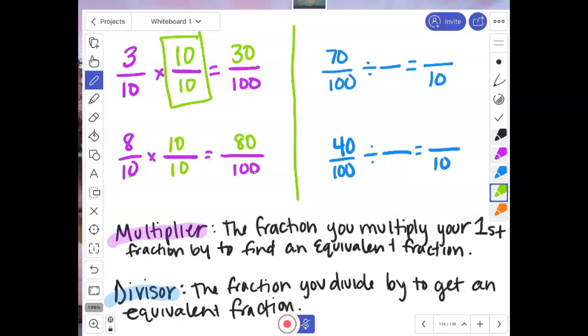We used multiplication to find an equivalent fraction. Now, the next ones we're going to do some division. So instead of having a multiplier, now we have a divisor. And the divisor is the fraction we divide by to get the equivalent fraction. You're not going to be surprised, though. 100 divided by 10 equals 10. These have to be the same. 70 divided by 10 is 7. 100 divided by something equals 10. Well, that something is 10. These must be the same. 40 divided by 10 is 4.